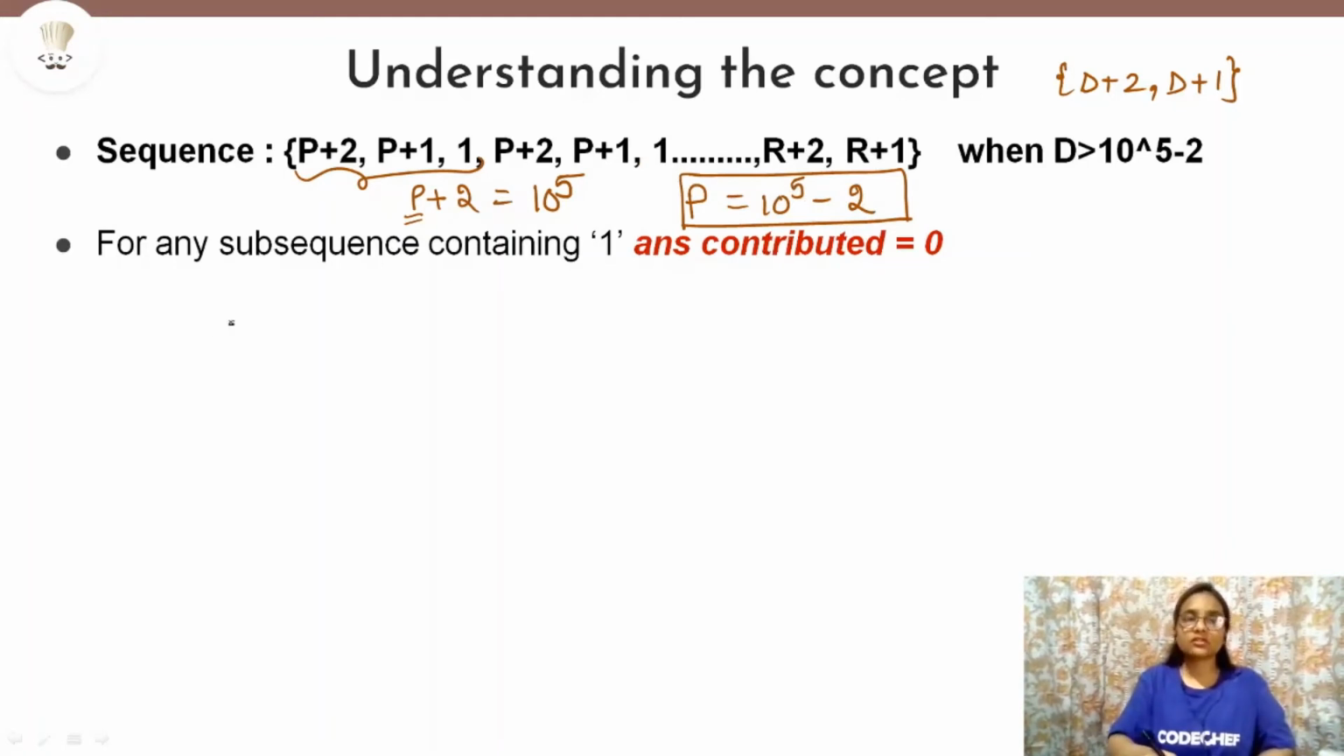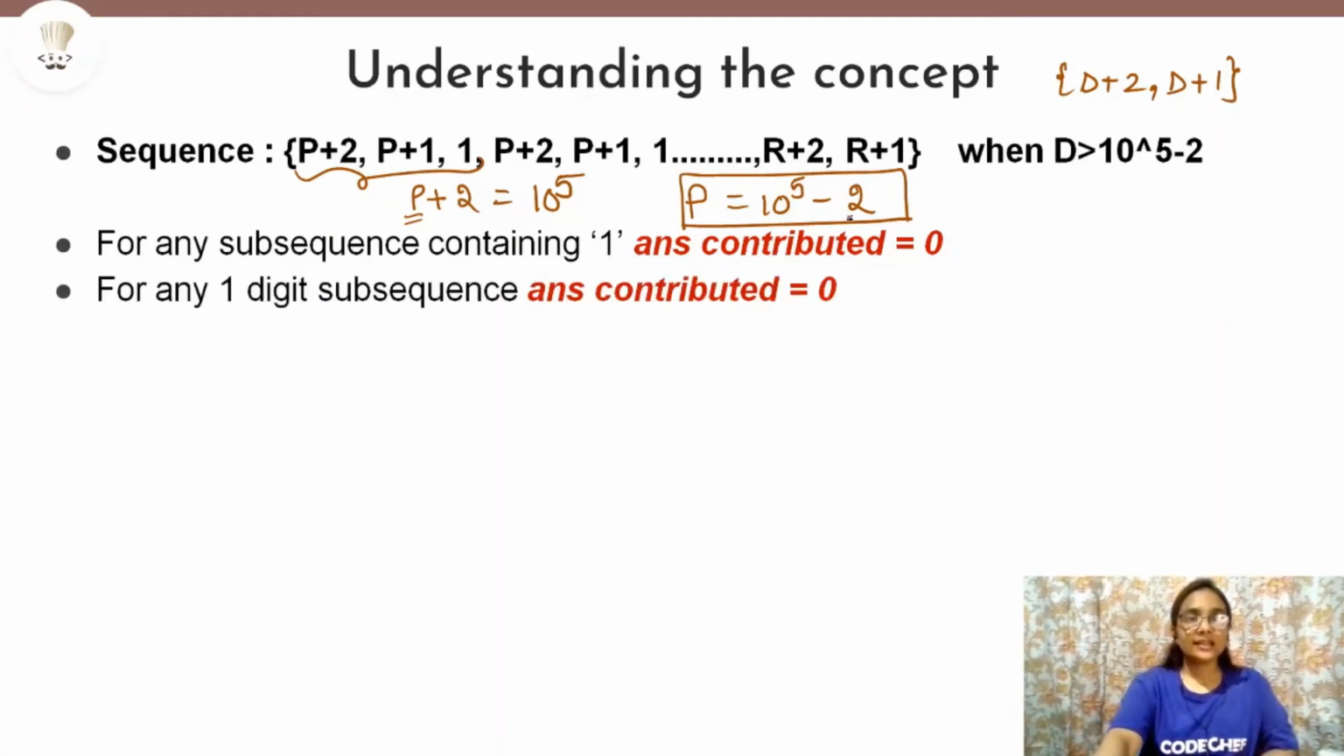So let us check that also. For any subsequence which contains 1, we already know the answer contributed will always be 0. No matter how large your subsequence is, the answer will always be 0. Then second, for any one-digit sequence, that is if the length of your subsequence is just 1, the answer it contributes to the summation will again be 0, because minimum and GCD both will be the element itself. So the answer will be 0.